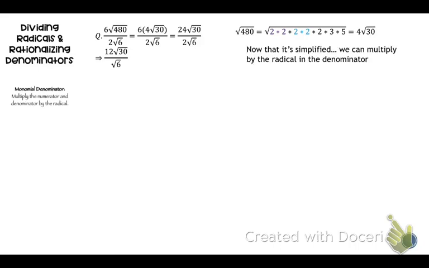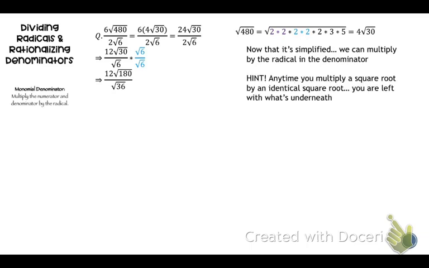Now we can multiply top and bottom by the denominator, by the radical in the denominator. It just has to be the radical. Okay, so we're going to multiply top by square root of 6 and bottom by square root of 6. That's going to be 12 square root of 180 over square root of 36. Anytime you multiply a square root by an identical square root, you're left with whatever's underneath. So that bottom, the square root of 36 is just 6. And then 12 divided by 6 is 2, so that's 2 square roots of 180.